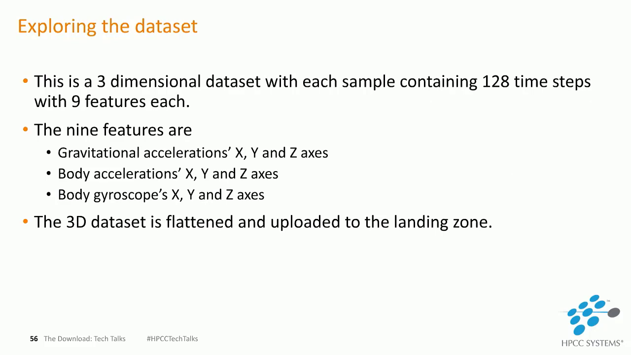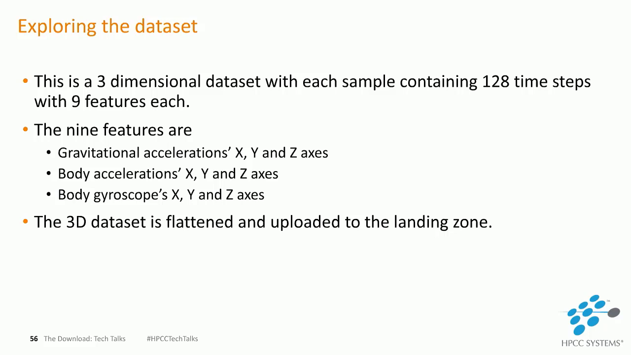So essentially, what I ended up with was a three-dimensional data set. So it had to be distributed across files. What we had at the end, we had 128 time steps in each sample, and each time step had 9 features. Just to reiterate, the 9 features were the XYZ axis of gravitational and body accelerations, as well as the gyroscopic data. Now this has to be uploaded onto the landing zone. So I did write a program to flatten all this data set and upload it onto the landing zone of ECL.